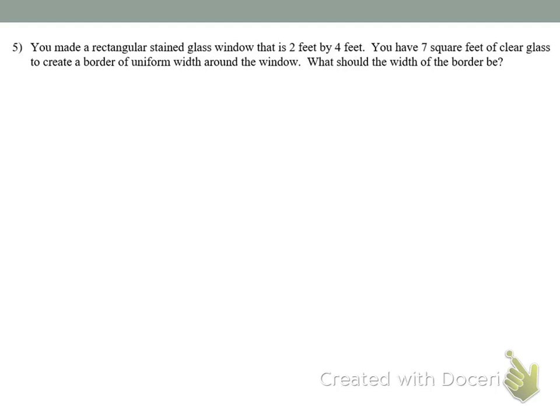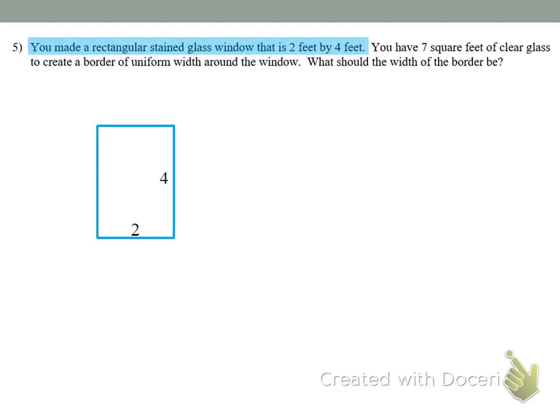Now let's go back and actually draw something. Looking at that first sentence, let's draw it out. You've got a rectangular stained glass window. It's 2 by 4 feet. So draw a rectangle on your piece of paper and put down the numbers 2 by 4.